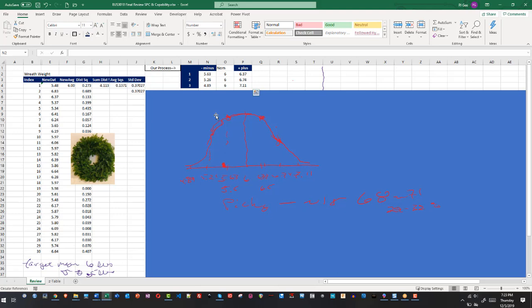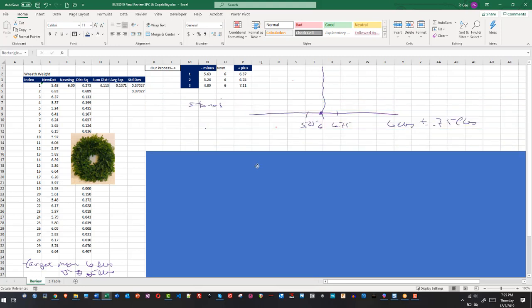Throw a little math at this and common day problems go away. 6 plus and minus 1 sigma; 6 plus and minus 2, that's minus 2 sigma, plus 2 sigma; 6 minus 3 sigma, 6 plus 3 sigma. Okay, so let's take a look at this and see what's going on.